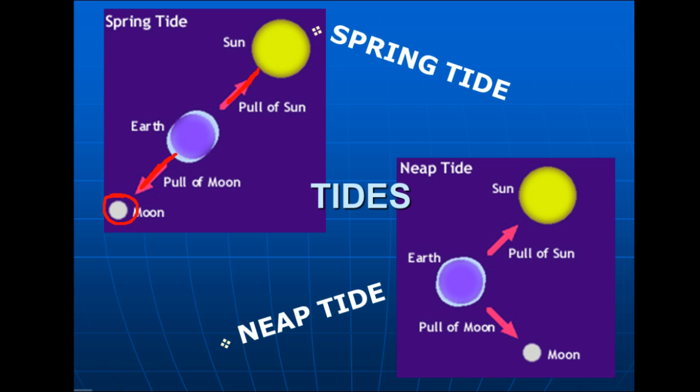Now the moon's gravity also pulls on the solid Earth as well. But since water is less dense than the Earth, it has a much greater effect on the water than it does on the Earth. Write that down.